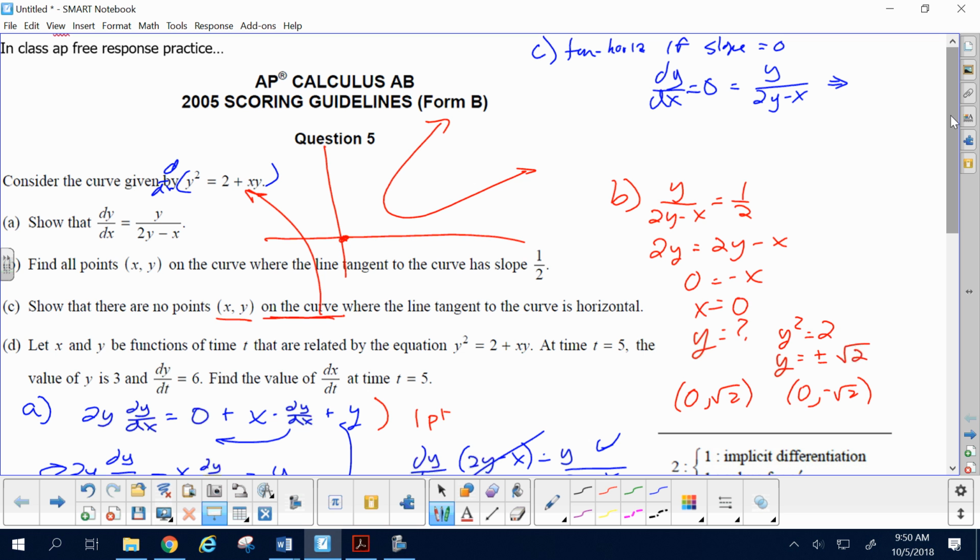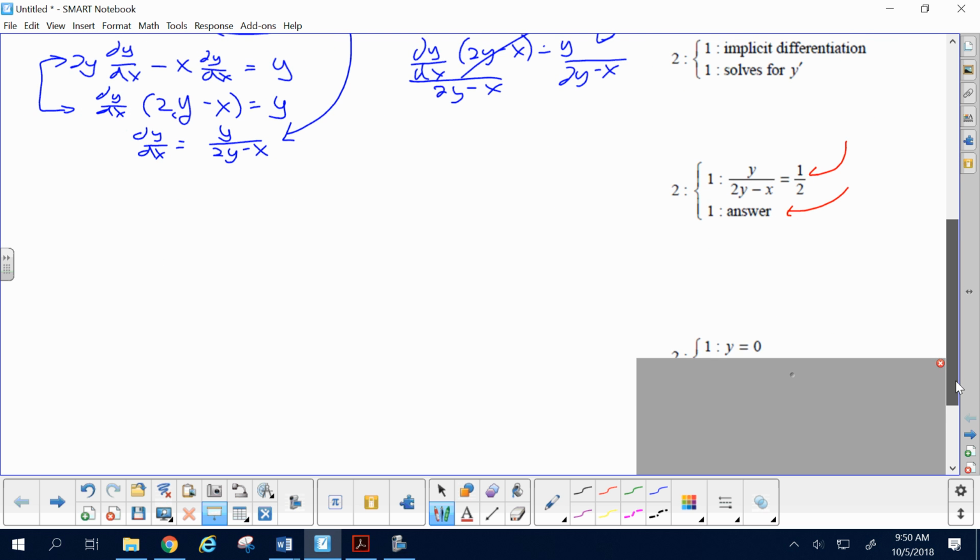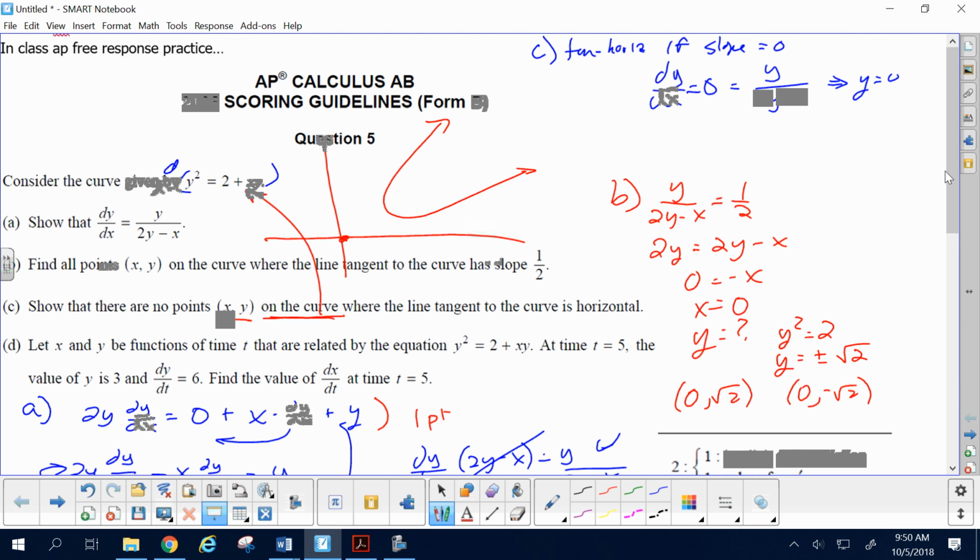That y is 0 or 2y minus x is 0? y is 0. That's a pretty soft point. Not a super soft point, but a pretty soft point. You're saying the derivative equals 0 and saying it must be the numerator. That, you'll see in a second, is a point. Now then, the hard part of the question again: show there are no points on the curve.